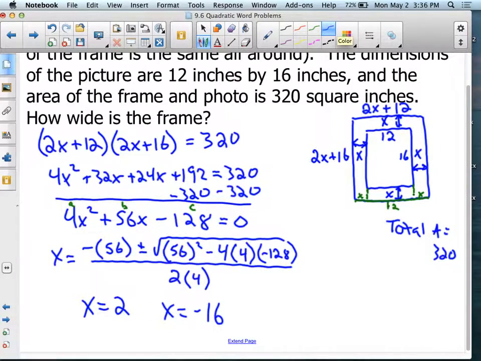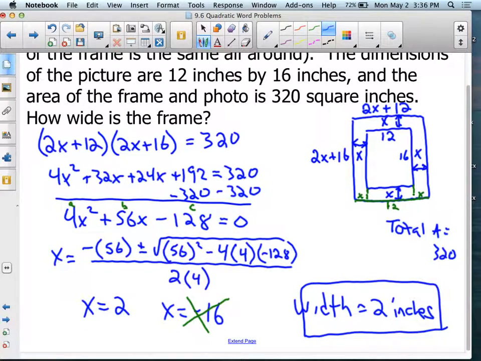But again, I'm looking for the width of the picture frame. So a width can only be positive. So let's cross that one off. And let's say that the width is 2 inches. Very nice. Good use of the quadratic formula there.